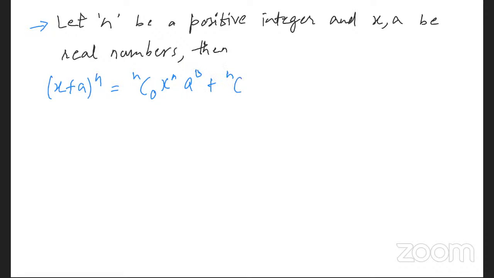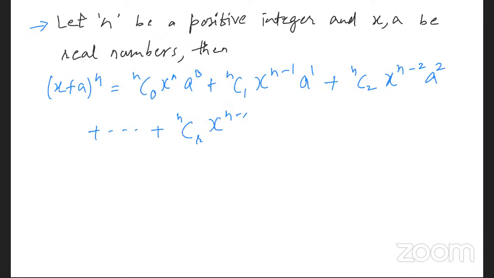plus nc1, x to the power of n minus 1, a to the power of 1, plus nc2, x to the power of n minus 2, a square, plus so on, plus ncr, x to the power of n minus r into a to the power of r, plus so on, plus ncn, x to the power of 0, a to the power of n.